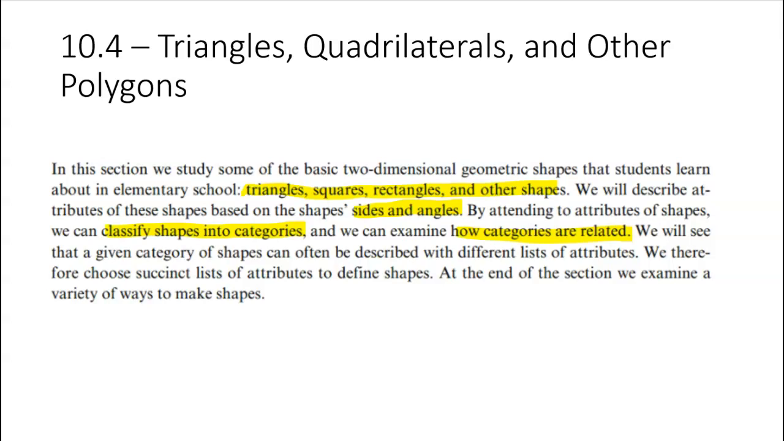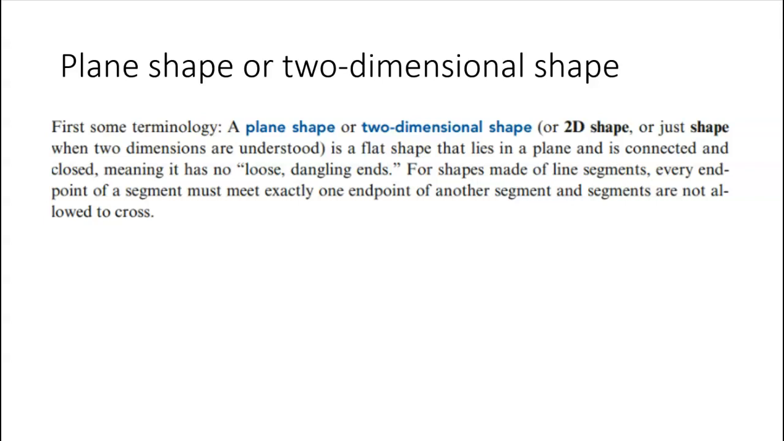So we'll see that a given category of shapes can often be described with different lists of attributes. And then we're going to choose succinct or concise lists of attributes to define the shapes. And then at the end of the section, we examine a variety of ways to actually make the shapes. So let's look at some terminology here.